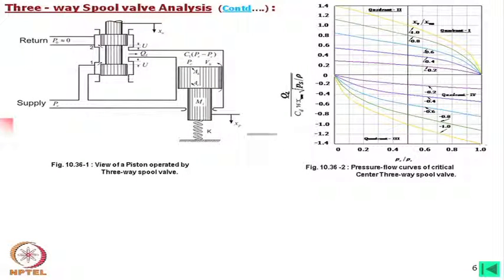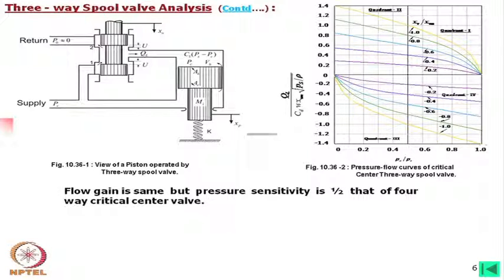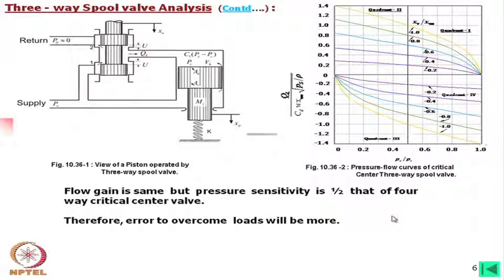Now, the flow gain is the same. If you look into the 4-way valve flow gain, you will find that in this 3-way valve the flow gain is also the same, but pressure sensitivity is half that of the 4-way critical center valve. This is from the equations; you have to compare the equations of those, which I have not shown here, and the equations of the 3-way valve. Therefore, the error to overcome loads will be more. We should understand that as the sensitivity is half of the 4-way critical valve, the error will be more in the case of the 3-way valve.